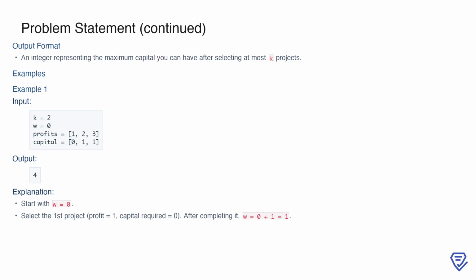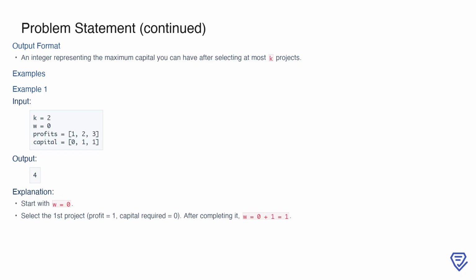Suppose K equals 2, the initial capital W is 0, and there are 3 projects with profits 1, 2, 3, and capital requirements 0, 1, 1. To solve this, we start with W equals 0. We can select the first project, which has a profit of 1 and requires 0 capital to start. After completing this project, our capital increases to 1. This is the first project we've completed, and we still have the capacity to complete one more project since K equals 2.